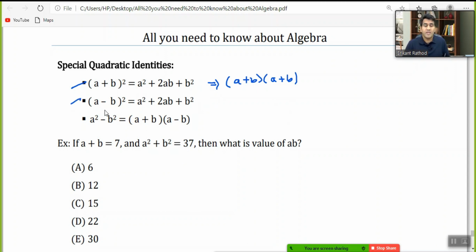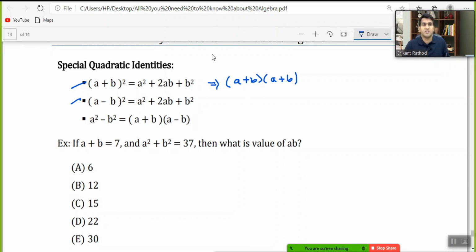Another one is a minus b whole square. This term here should be minus, not plus. Okay, let me just make a correction here. That should be a square minus 2ab plus b square. So this can also be further written as a minus b times a minus b.